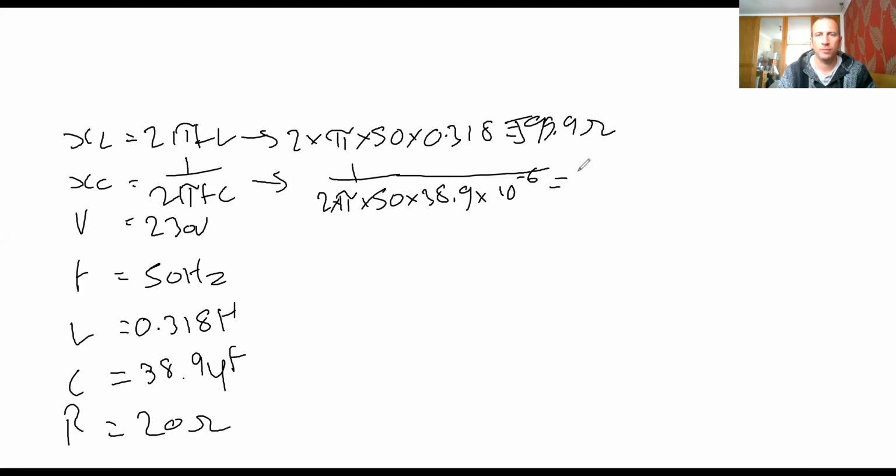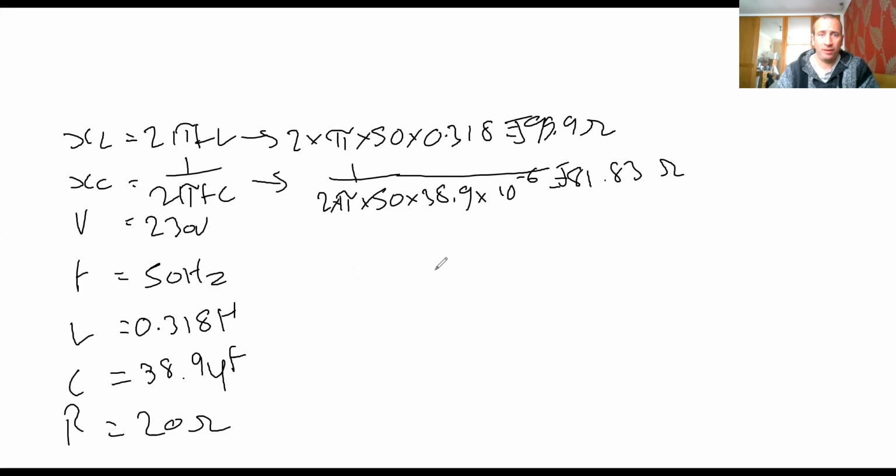All right, 81.83. And again, it's ohms, and because it's not real ohms, it's reactance. It's J in front of it. Okay, so now we've got resistance, inductive reactance, and capacitive reactance.